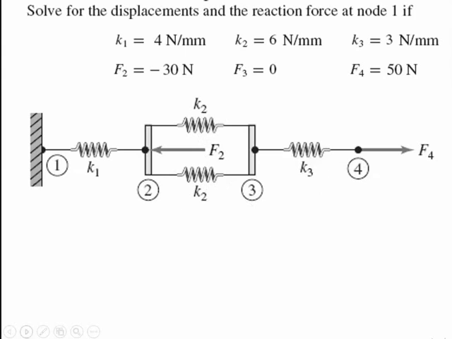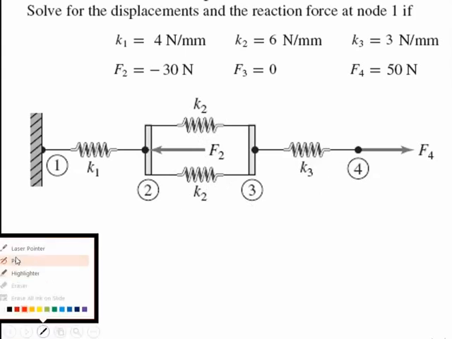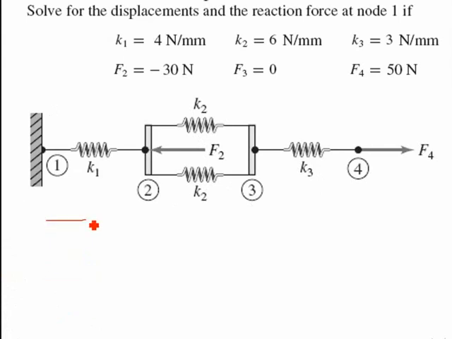Now you have to discretize this by using three elements. From here to here we have one element, from here to here we have the second element, and from here to here we have the third element. This is your element number 1, element number 2, element number 3. And these are node number 1, node number 2, node number 3, and node number 4.